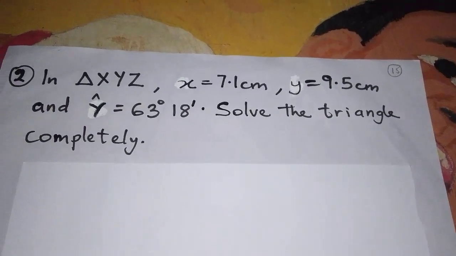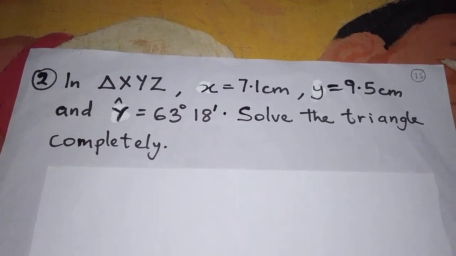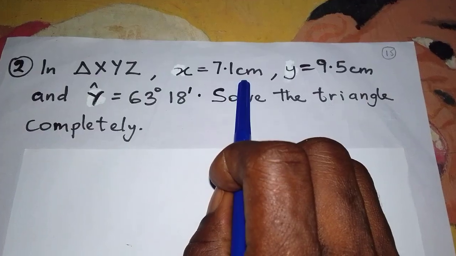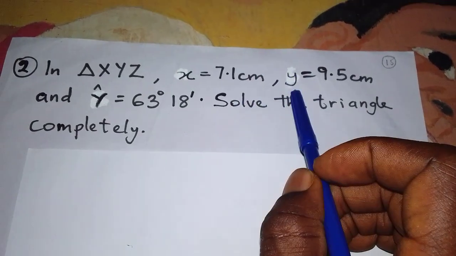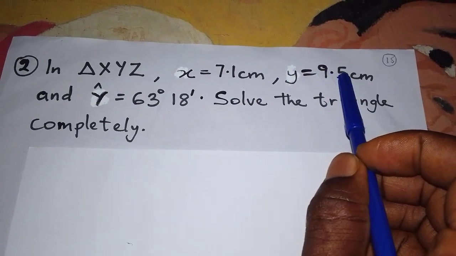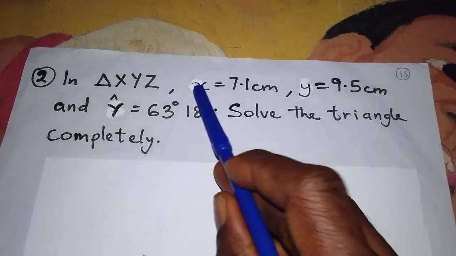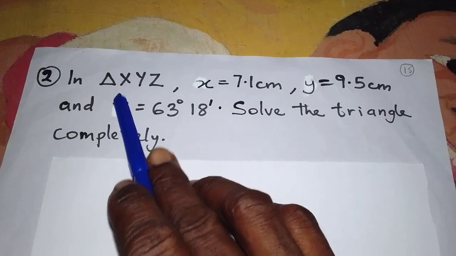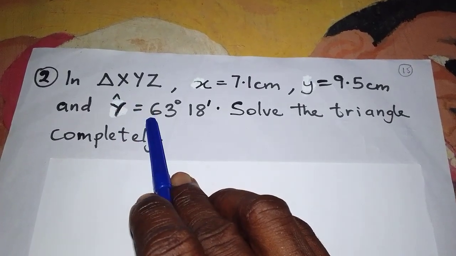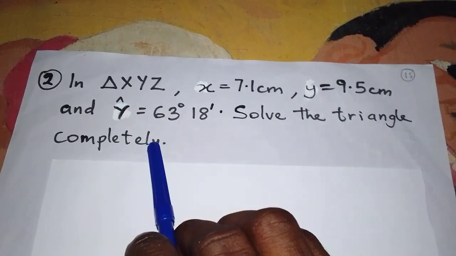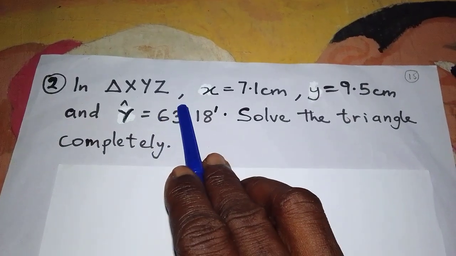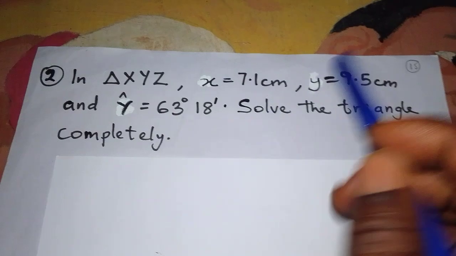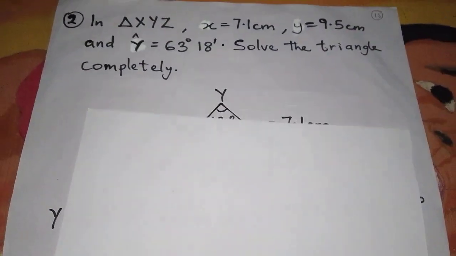Now let's consider another question. In triangle XYZ, side x is 7.7 centimeter, side y is 9.5 centimeter. You can see the sides are written in small letters, and angle Y is equal to 63 degrees 18 minutes. This means 63 degrees 18 minutes. Solve the triangle completely. Let's try to draw the triangle.